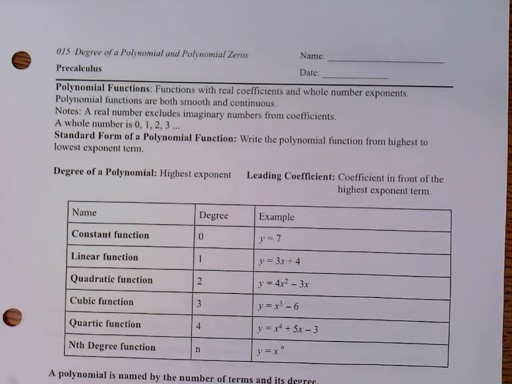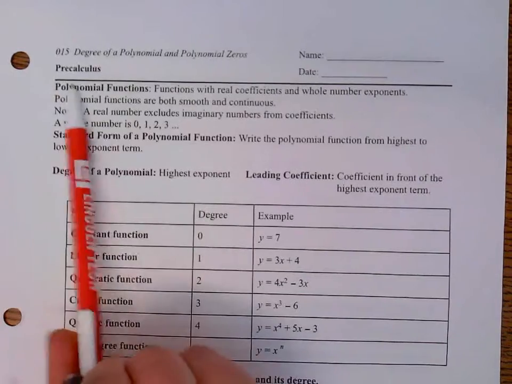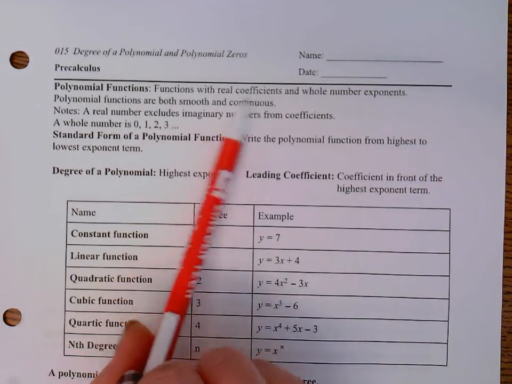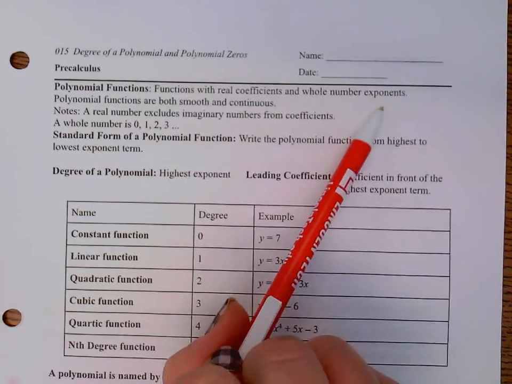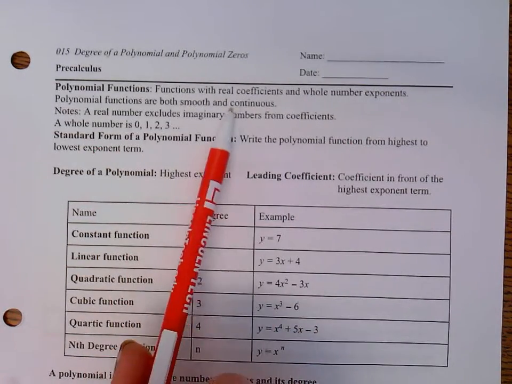So here's what you need to know. We've talked about quadratics, but now we're going to talk about all the rest of the polynomials. So a polynomial function has to have real coefficients, so no imaginary numbers, and it has to have whole number exponents. They're always smooth and they're continuous.